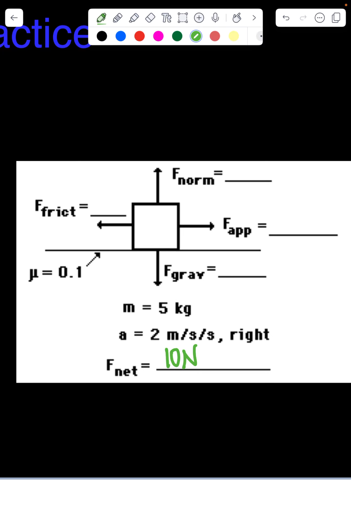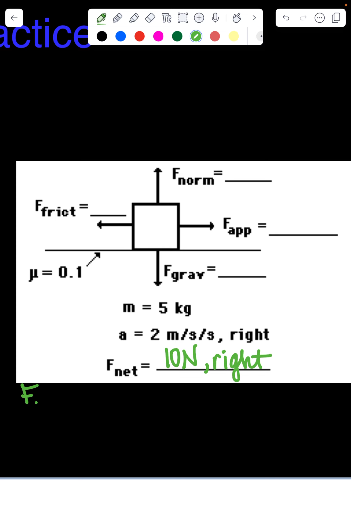We know that our acceleration and net force have the same direction, so it's going to be 10 newtons to the right. All right, so that helps us. So we know that our applied force is going to be 10 more newtons than our frictional force, but that doesn't really help us whenever we're trying to figure out the rest of them.